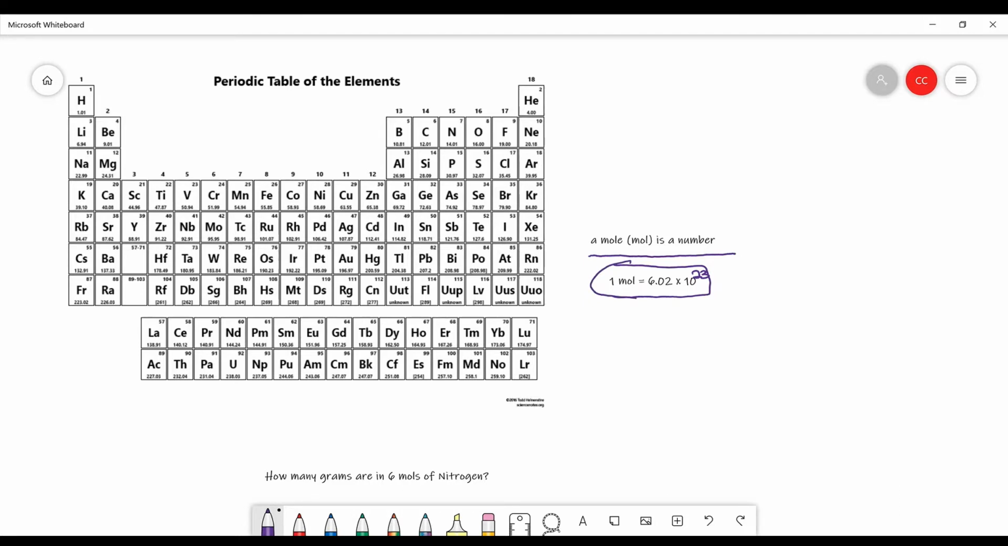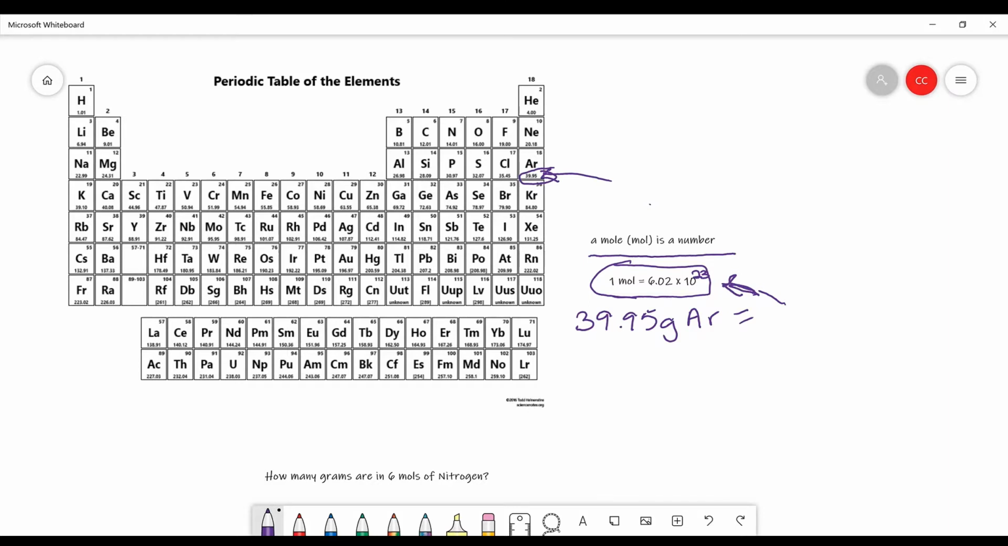We know that this number of molecules is equal to the molar mass, this mass right here. So argon has a molar mass of 39.95. Therefore, 39.95 grams of argon is equal to this number of molecules. This number is called a mole.